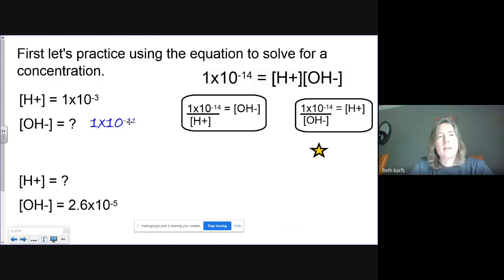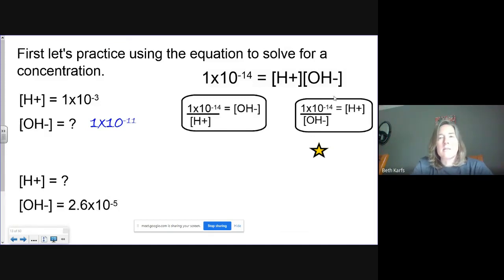Notice the negative 3 and negative 11 would add to be negative 14. That only works because the numbers in front are 1. When the numbers in front aren't 1, like down here, you're really better off throwing it in your calculator. So let's try that on the second one. Hopefully you guys put that in your calculator.